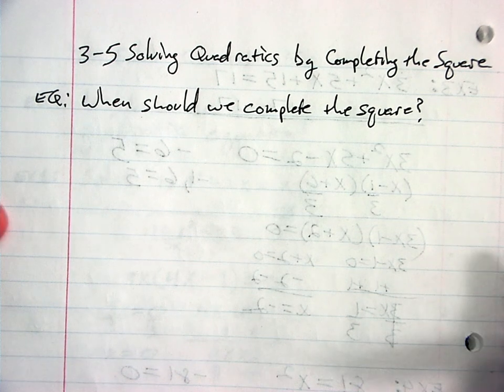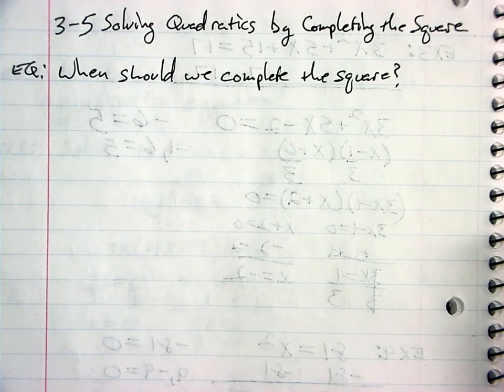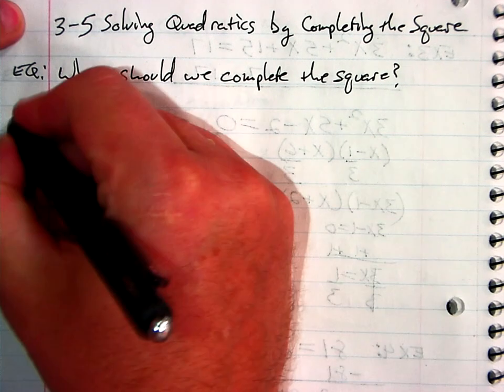Alright, we're recording 3-5, solving quadratics by completing the square. When should we complete the square? Example 1.